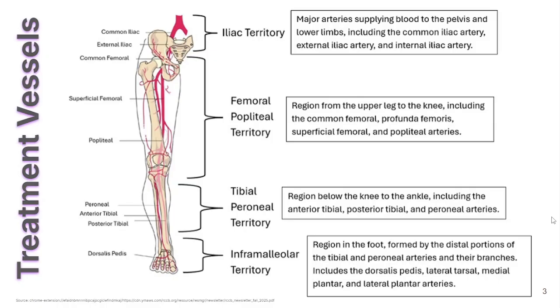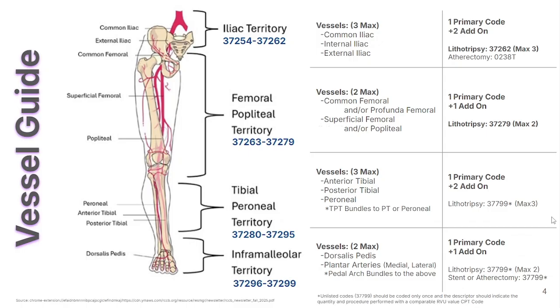As far as treatment vessels go, the vessel structure is similar: the iliac, femoral popliteal, tibial peroneal, and then the new addition of inframalleolar area. These each have a specific number of vessels that can be treated for the MUE, the maximum units. So this is a good vessel guide to provide you with that information as a comprehensive indication of what we can bill and perform.